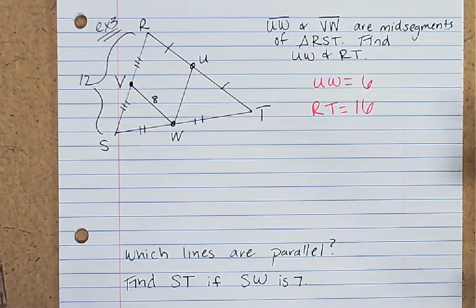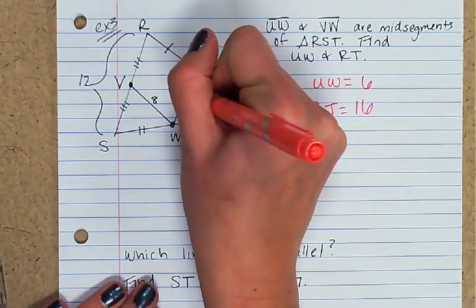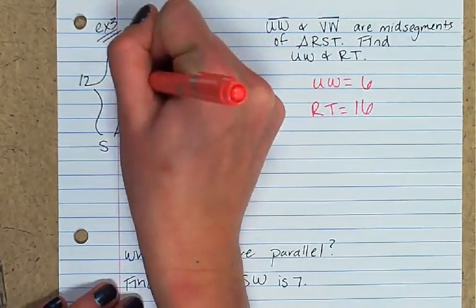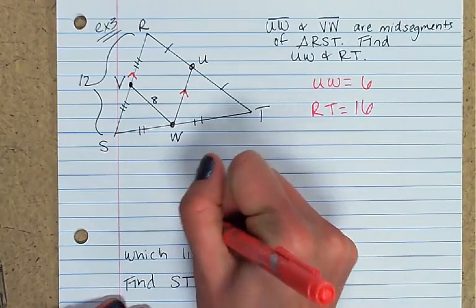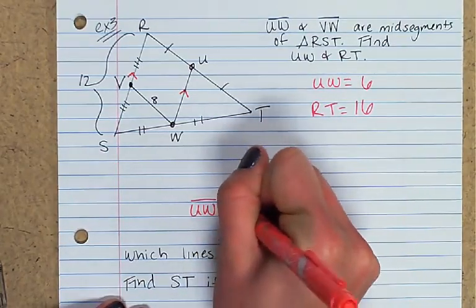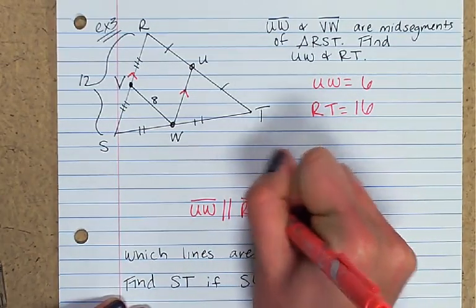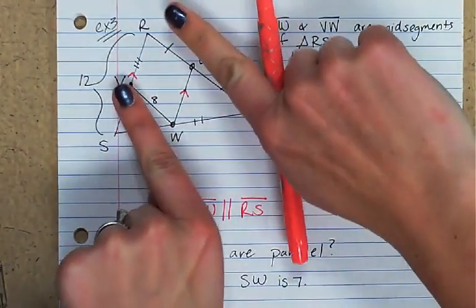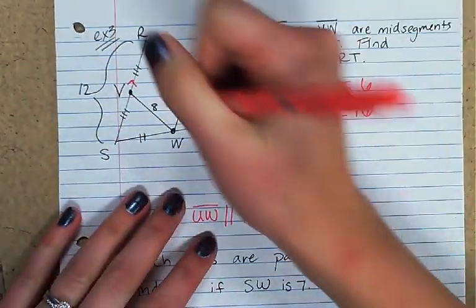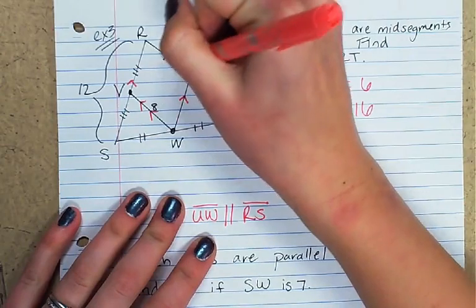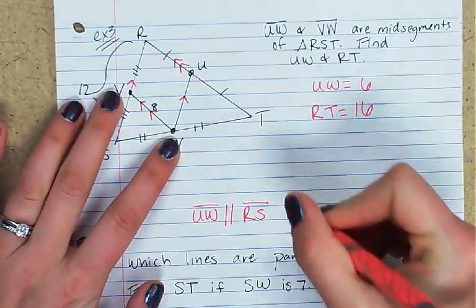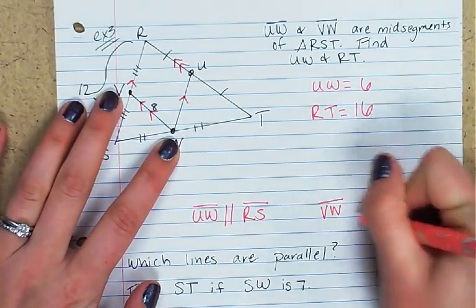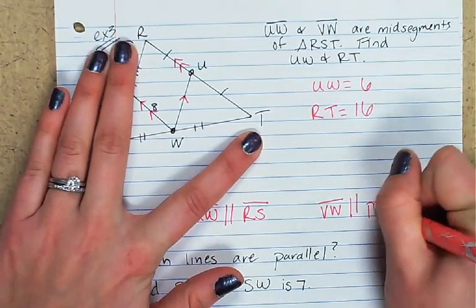Down here it says which lines are parallel. So UW is going to be parallel to RS. And also that mid-segment is going to be parallel with its base. So VW is parallel to RT.